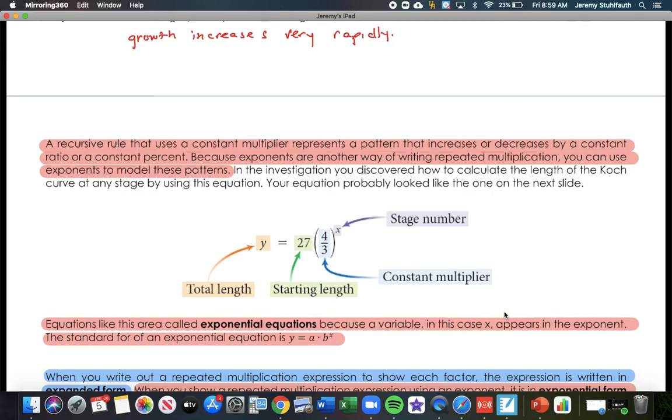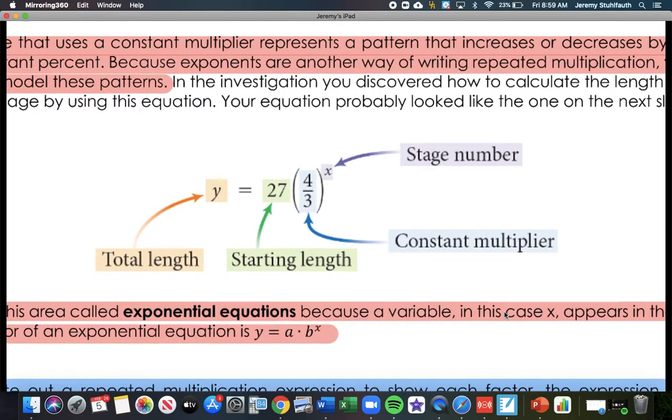Now, because exponents are another way of writing repeated multiplication, you can use exponents to model these patterns. So if you look at this picture right here, you'll see that we have the equation from step 10. Y is our total length, and then we have our starting value, which was 27, multiplied by our constant multiplier, raised to x, which represents our stage number.